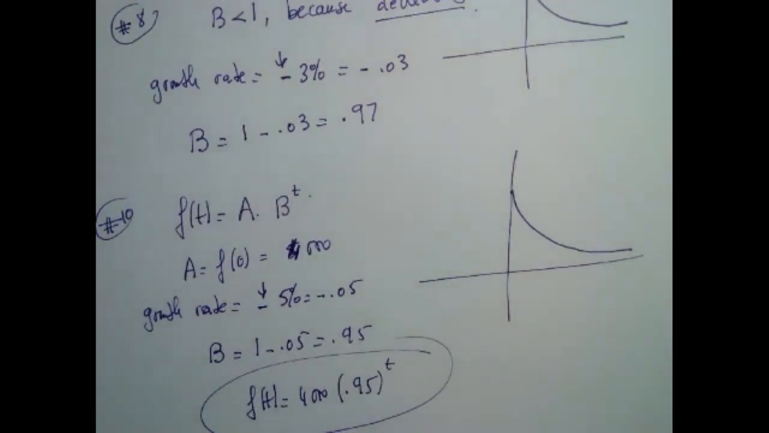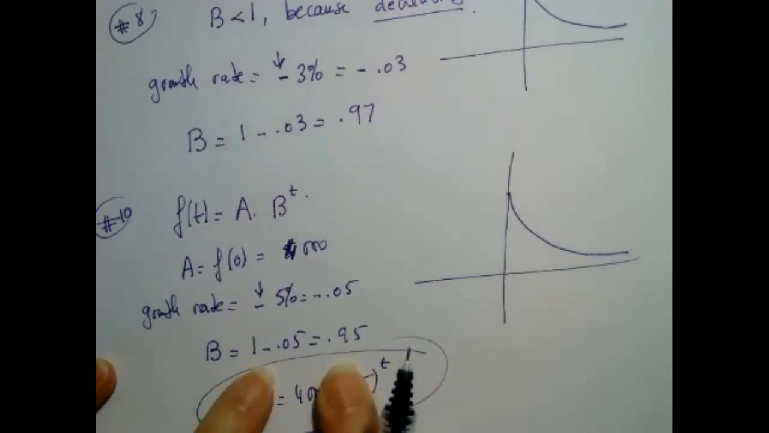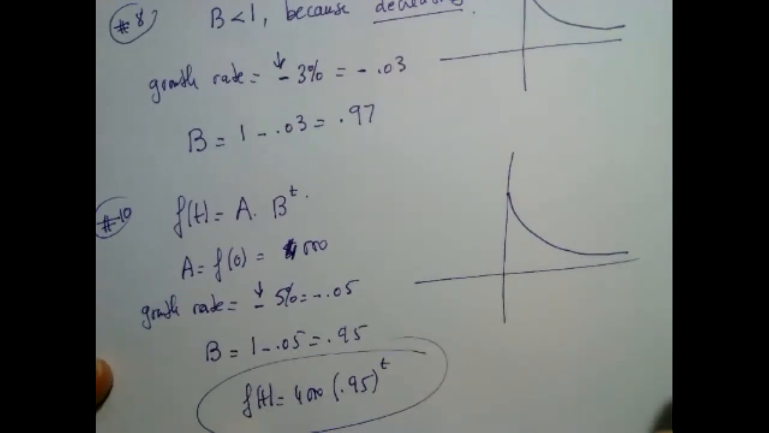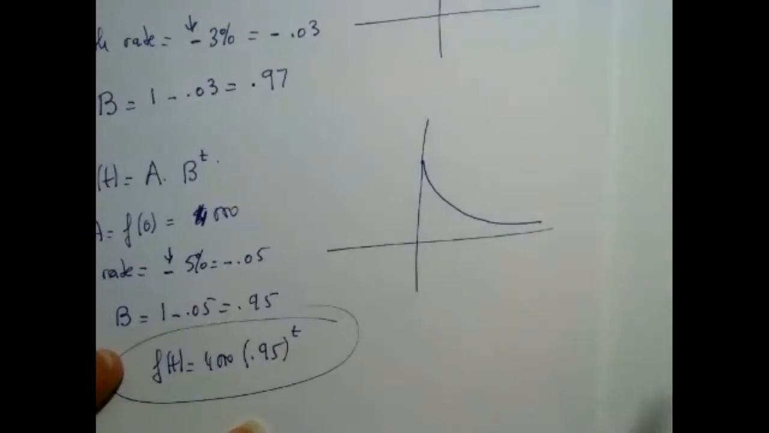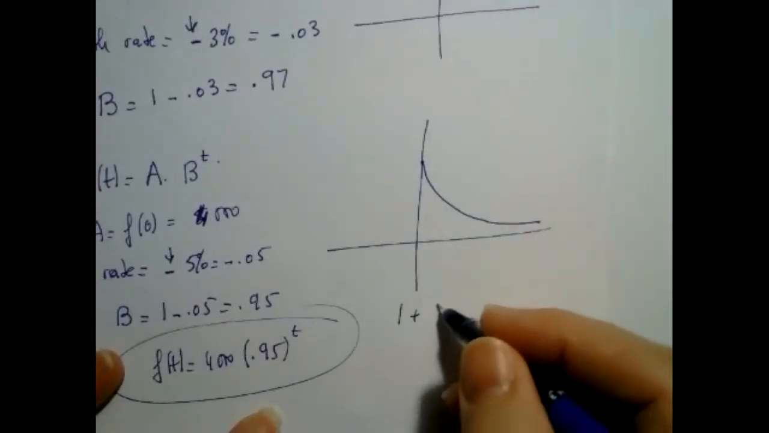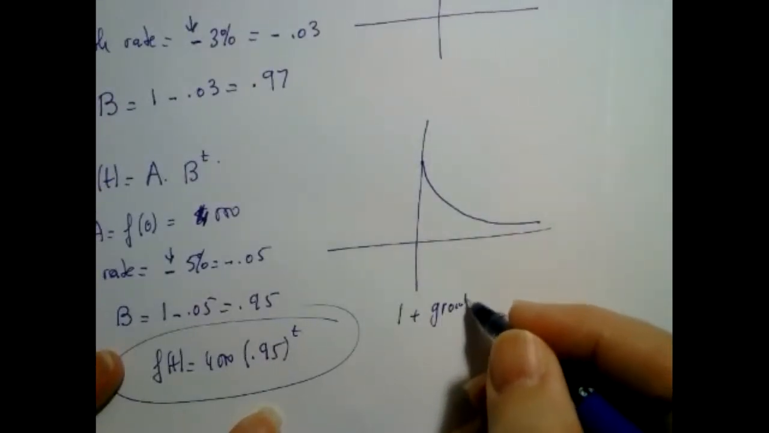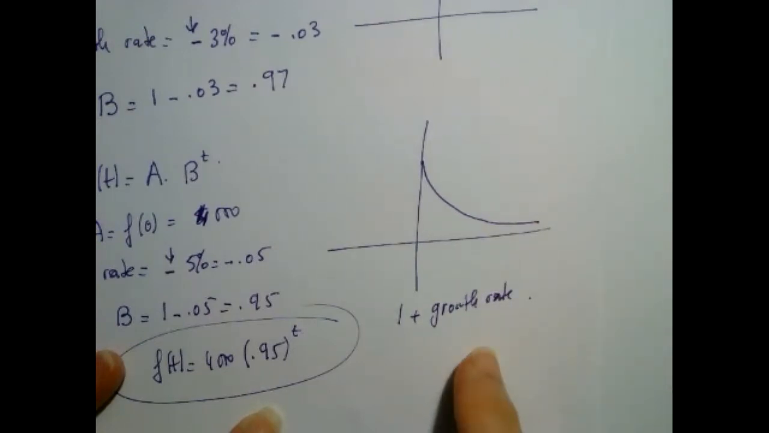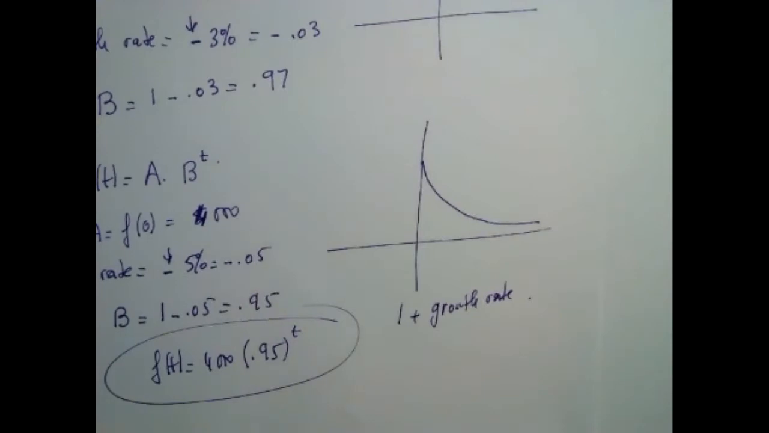Okay. Any questions before I move on? When you wrote the B minus the number, since it's decreasing, do you not write it as 1 minus negative 0.05? No. Usually the formula is 1 plus the growth rate. All right? Oh, yeah, I got it. Got it? Yeah.